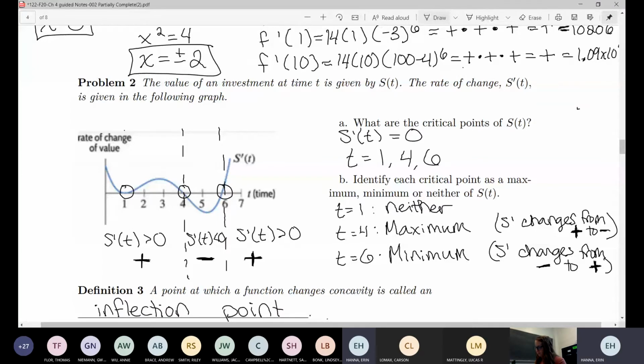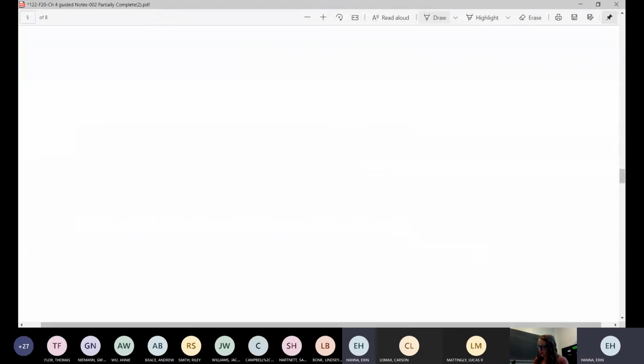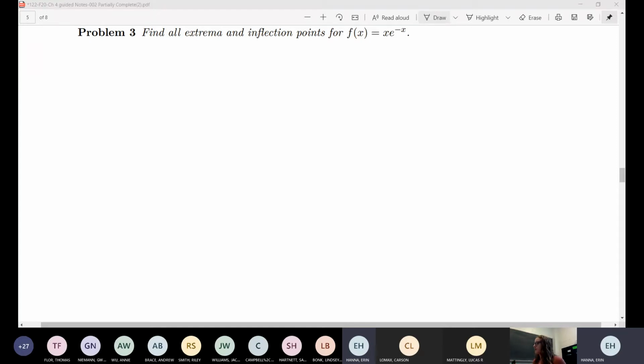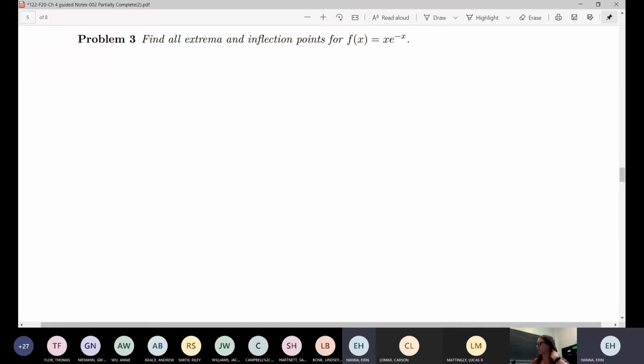All right. So then the last two we have to walk through are essentially the same type of idea. Find all extrema and inflection points. So this is kind of using all of 4.1 and 4.2 in this one example. These last two examples are the last thing we have to go through, and we've technically finished up all the content. We're just going to see two last examples of how we're going to use it.